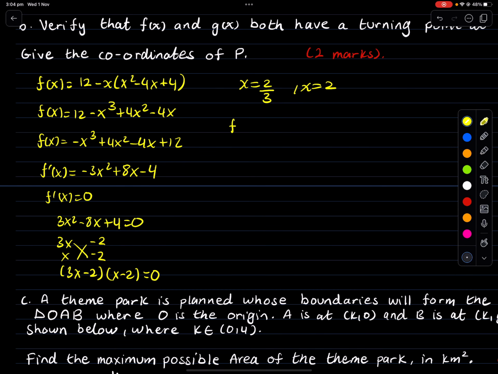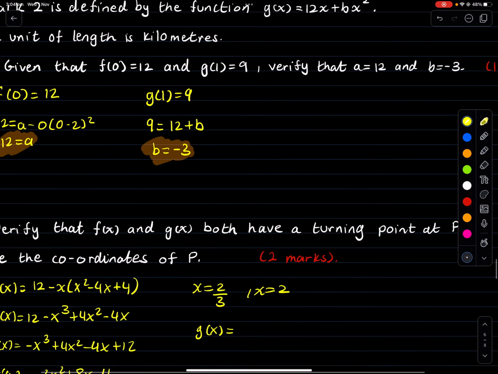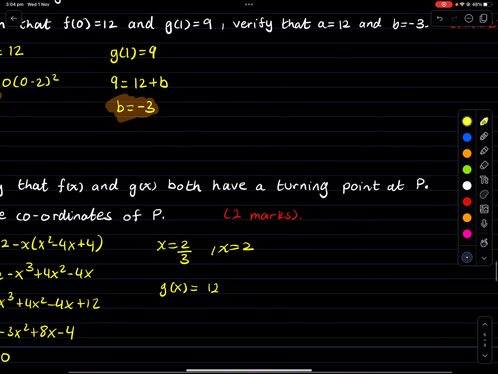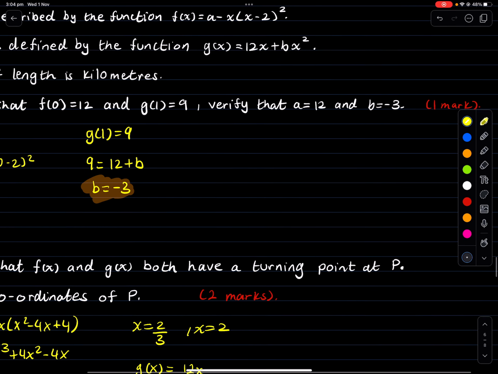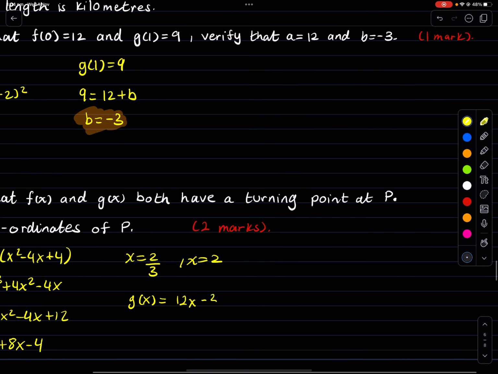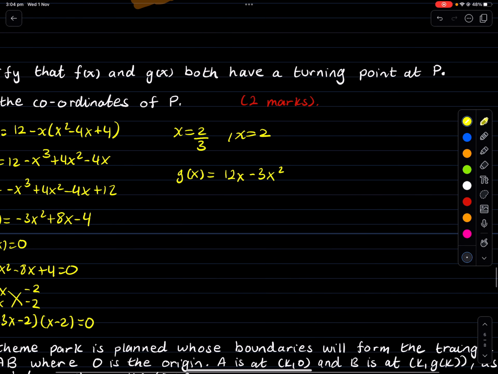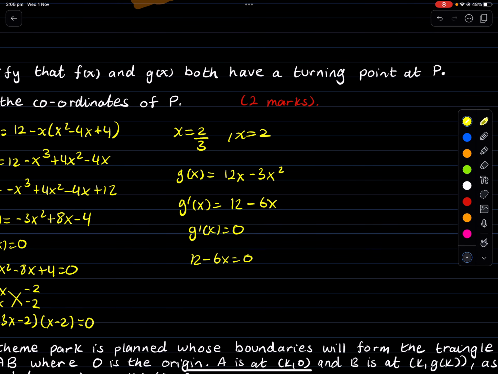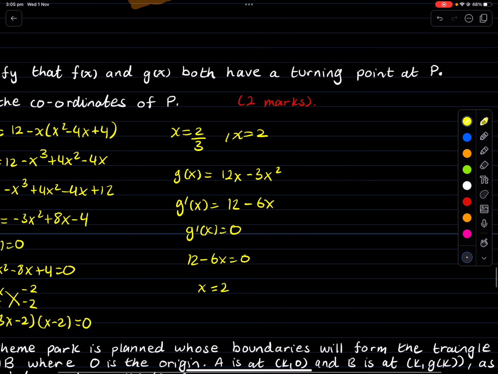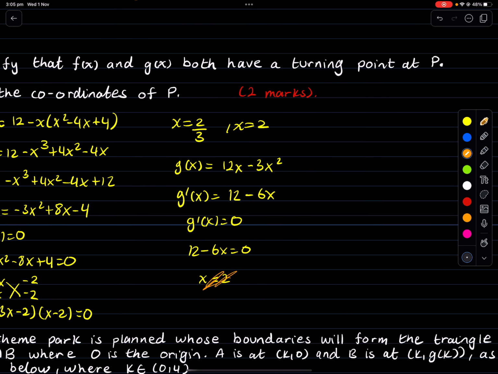What about now g of x? So g of x, let's write g of x. So g of x is what? 12x. Well, b is negative, so it's negative 3x squared. So let's find g dash of x. So this is 12 minus 6x, and we want g dash of x to equal 0. So what's 12 minus 6x equals 0? x is equal to 2. Because both have x equals 2, that is the actual x value for the point P.